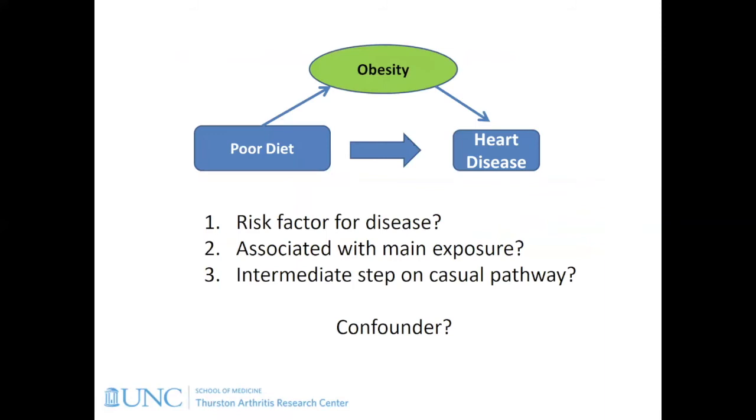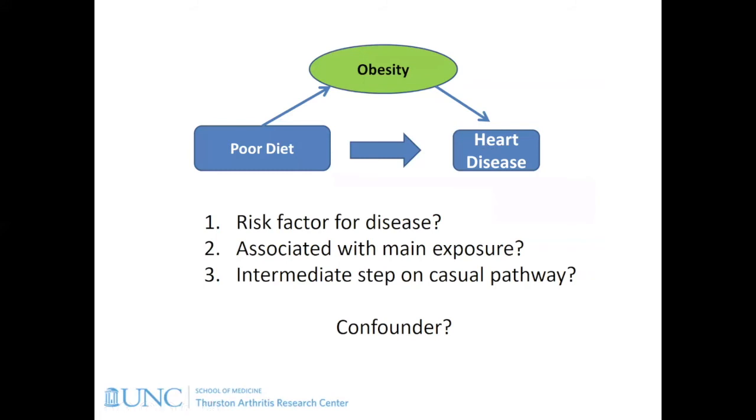And then I'll give another example that's not from the OA area, but at least to give you an idea about what we do if a variable is on the causal pathway. So here, when we're looking at the association between poor diet and heart disease, we might consider obesity as a potential covariate. So if we want to see if it's a risk factor for disease, well, obesity we know can lead to heart disease. So we would say yes for the first response here.